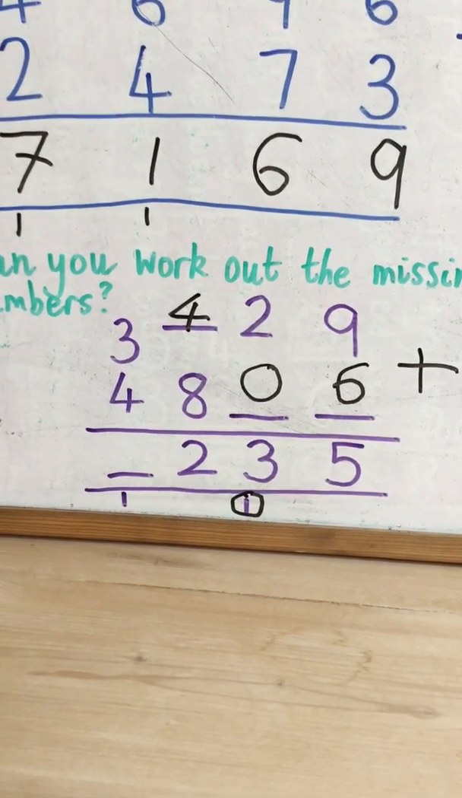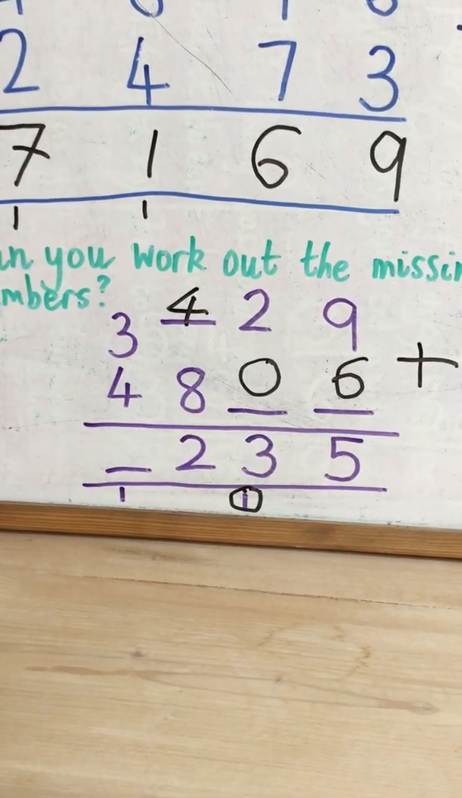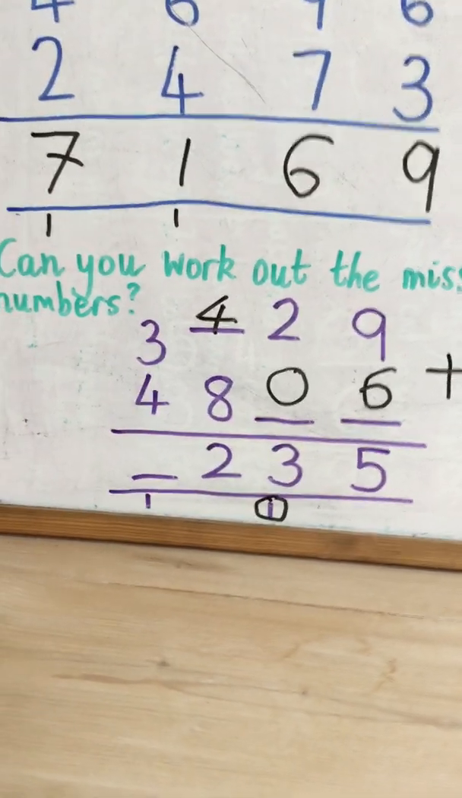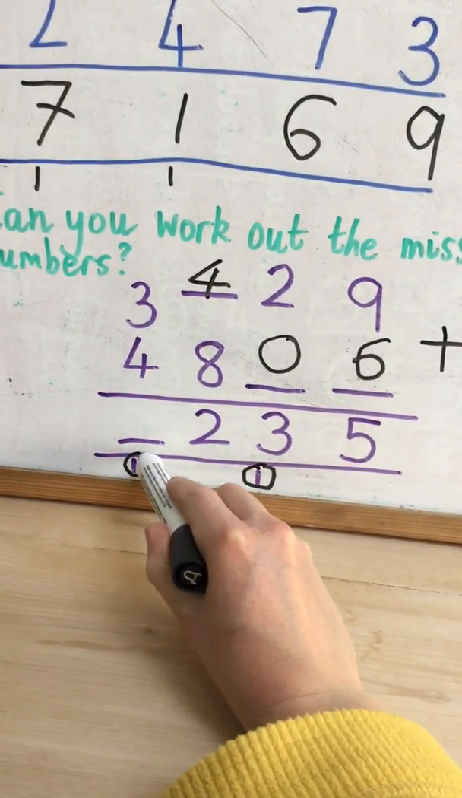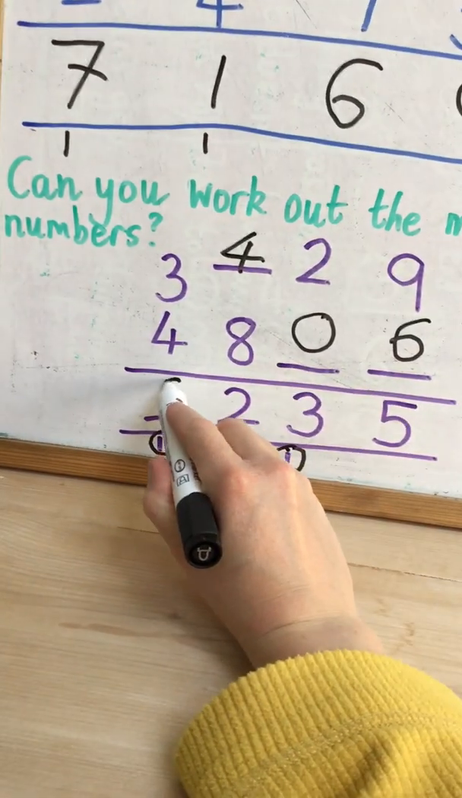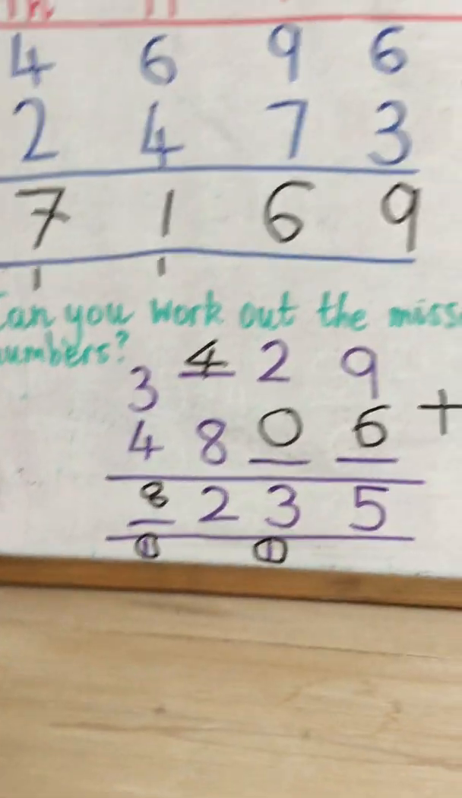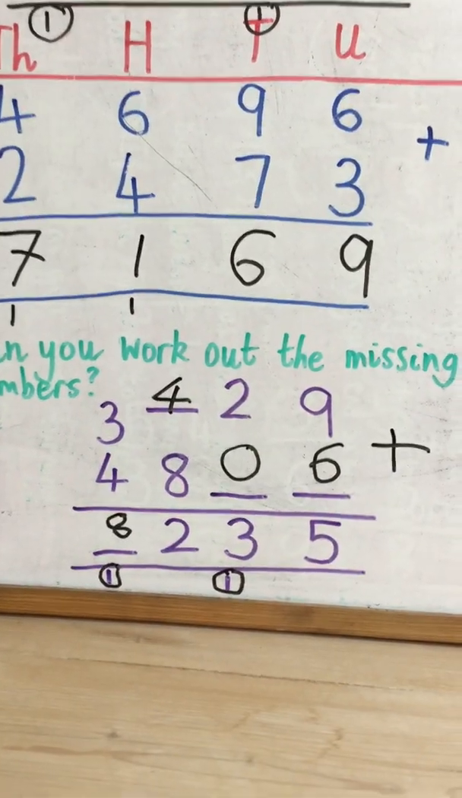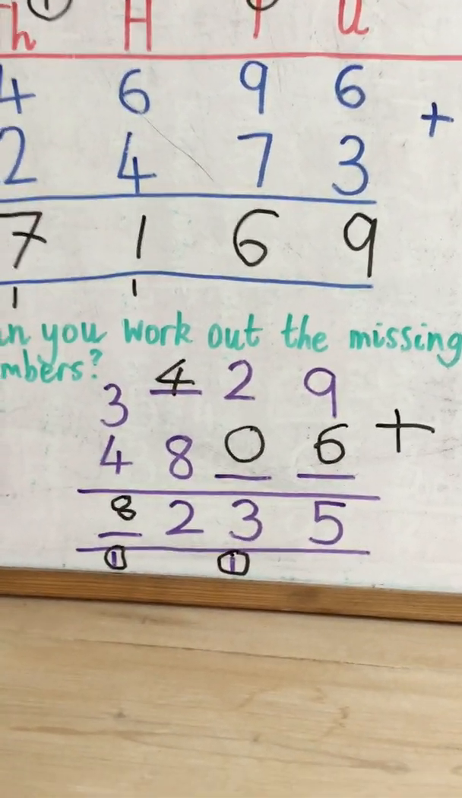Yes, it does. And the final missing number, 3 plus 4 plus my extra 1,000 gives me 8. So those are your missing numbers. Your final answer should be 8,235.